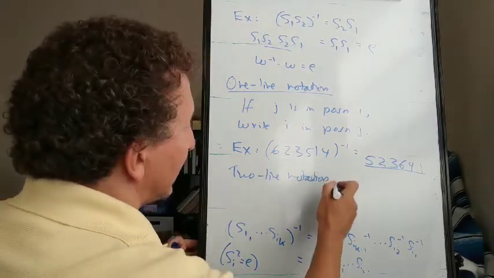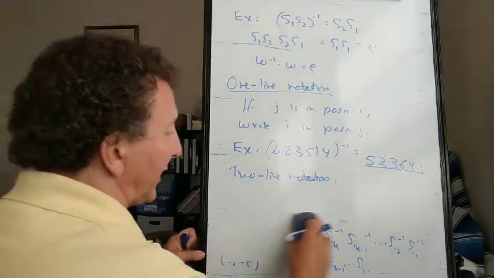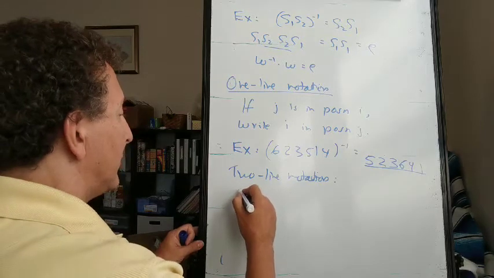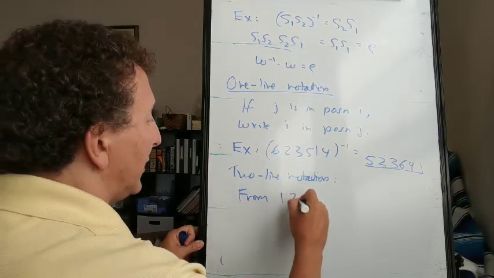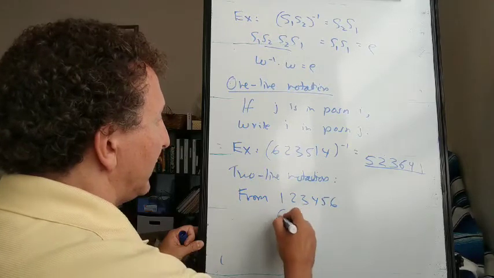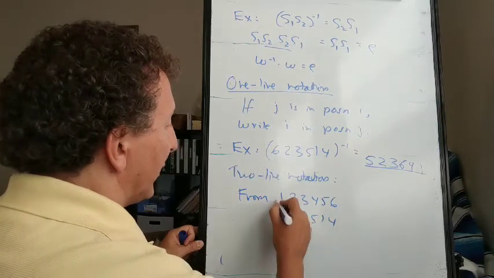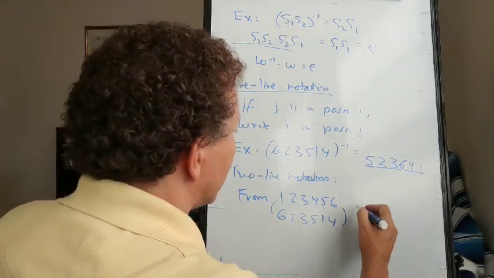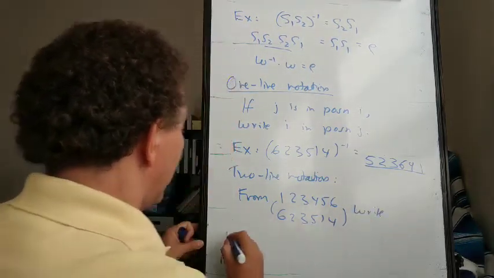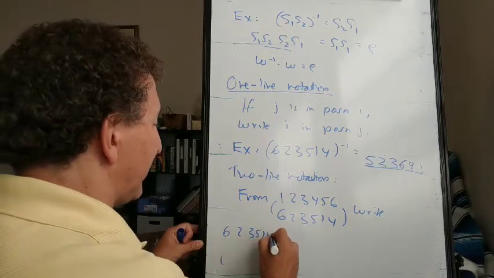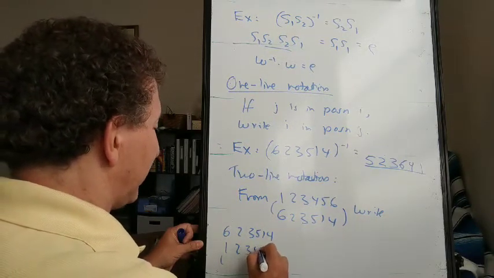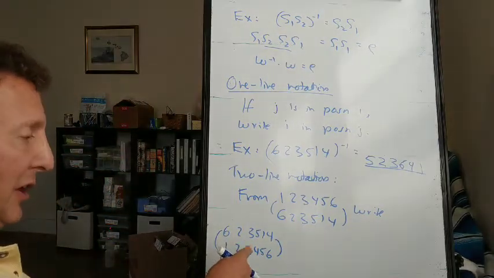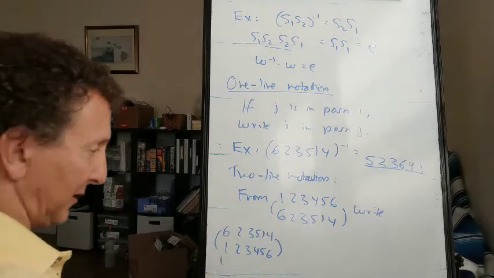Two-line notation is about the same, but you can think of it slightly differently. So let's do the same example, 6, 2, 3, 5, 1, 4. We flip it upside down. 6, 2, 3, 5, 1, 4 over 1, 2, 3, 4, 5, 6. And then we can rearrange the top permutation so that it's in order 1, 2, 3, 4, 5, 6.